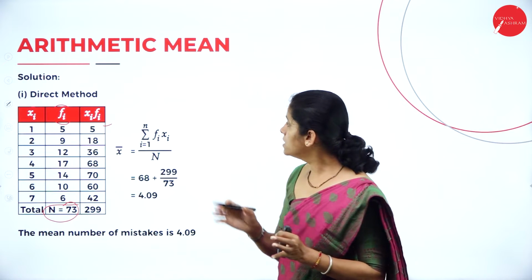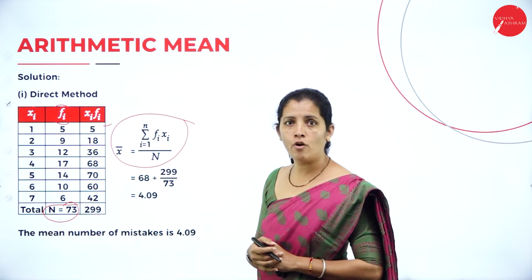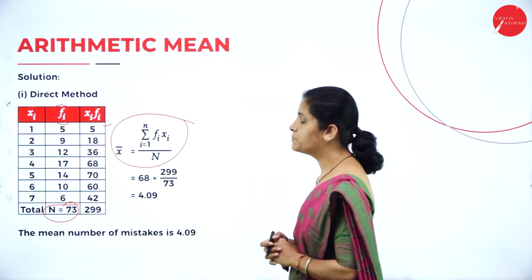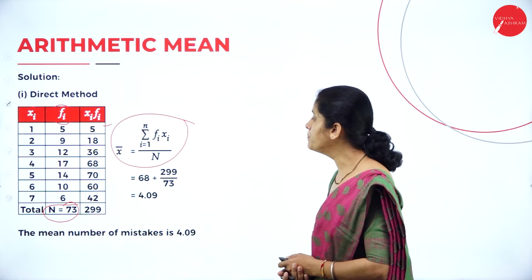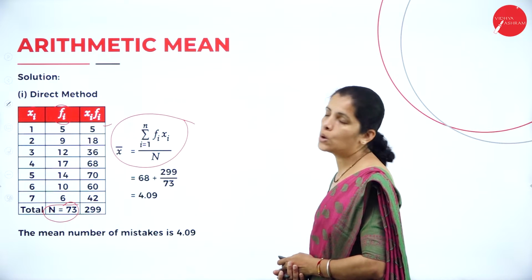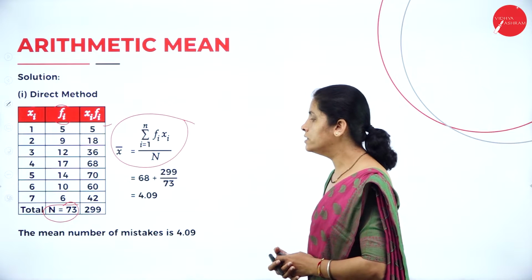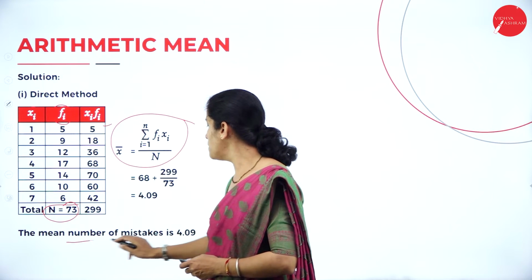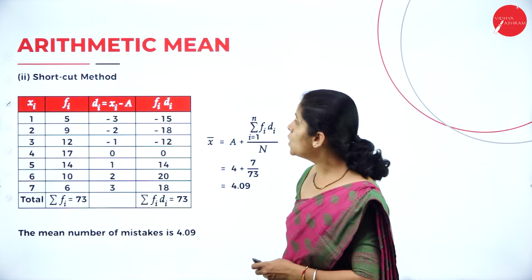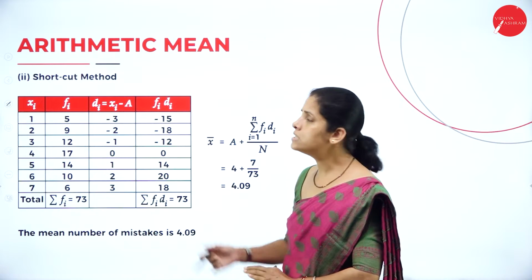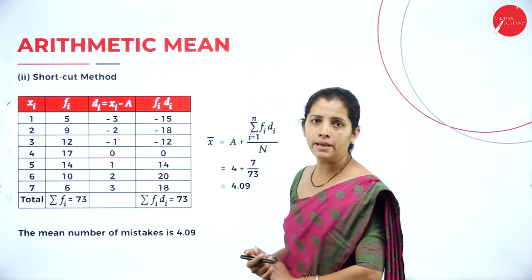So dear student, now I'm going to have the direct arithmetic mean formula. Okay, and I'm going to substitute the values, and when I simplify, I'm going to get the answer 4.09. Therefore, the mean number of mistakes is 4.09. Now for the same set of data, I'm going to apply the shortcut method.